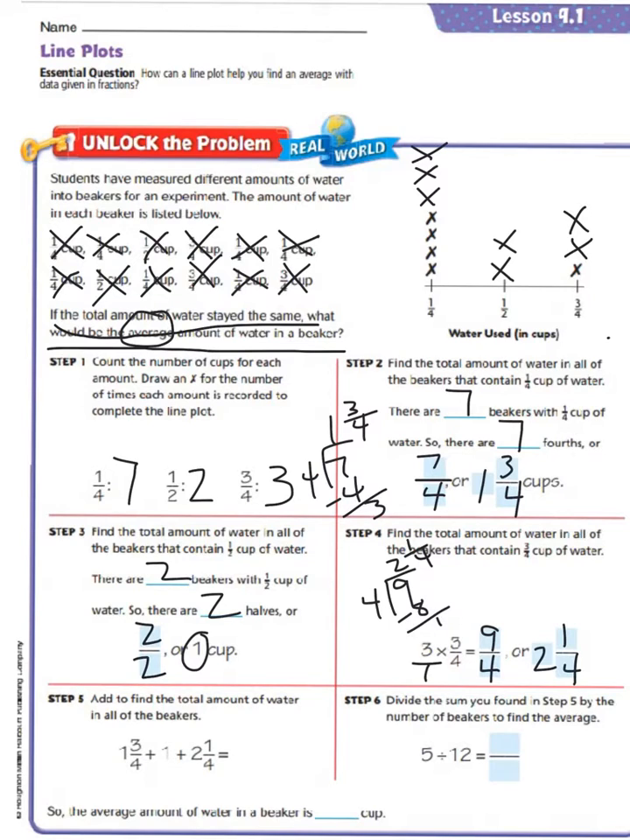Step 5 then has us add to find the total amount of water in all of the beakers. So we can add our 1 3/4 from step 2, our 1 that we got in step 3, and our 2 1/4 that we got in step 4 together. When we add those together, we get 1, 2, 3, 4 as our whole number, and 3 plus 1 is 4.